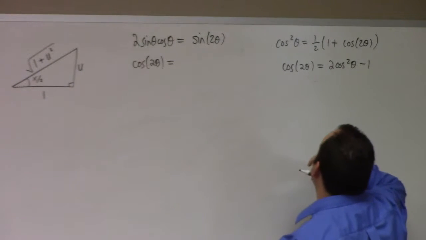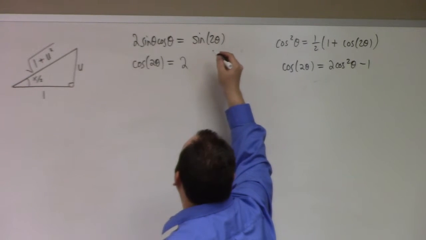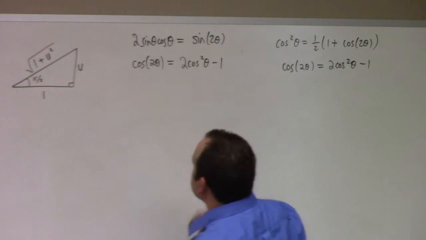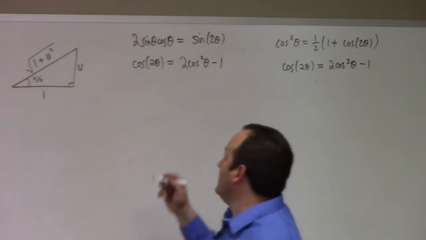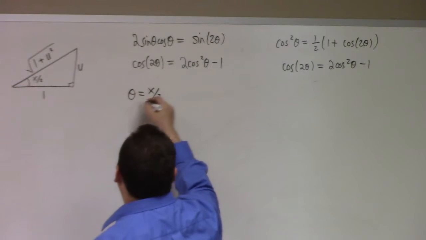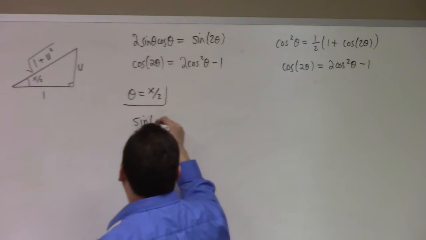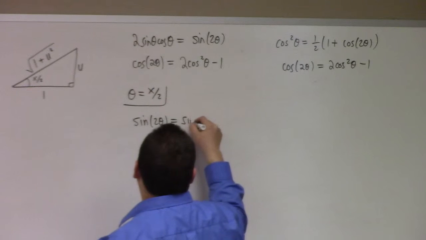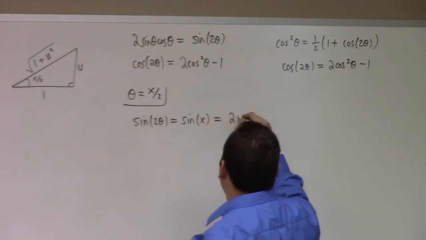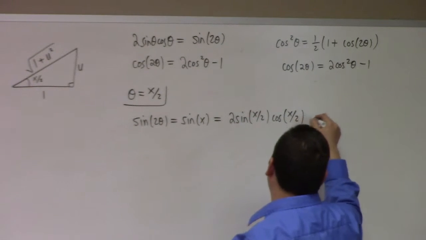Oh, I guess that's kind of it, right? Okay, so let's put that. Let's think about theta equals x over 2, right? If we do that, we have sine of x is what? Sine of 2 theta is what? That's sine of x, but what's it equal to? 2 times the sine of x over 2, times the cosine of x over 2, which is just what?